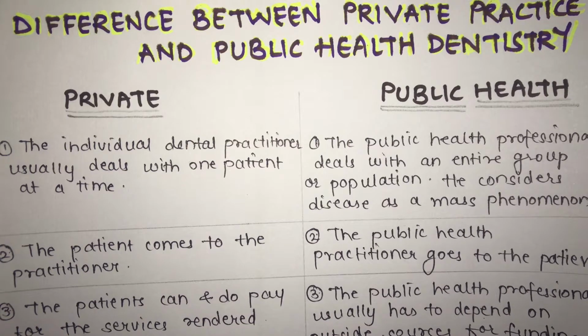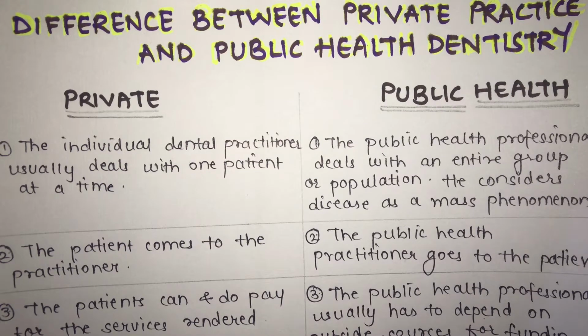I thought about doing this because I'm giving you the complete set of these differences. This question is usually asked as a short answer question, so you'll get a complete answer to it through this video. So the first one is, the individual dental practitioner usually deals with one patient at a time, and in public health, the public health professional deals with an entire group or population. He considers disease as a mass phenomenon.